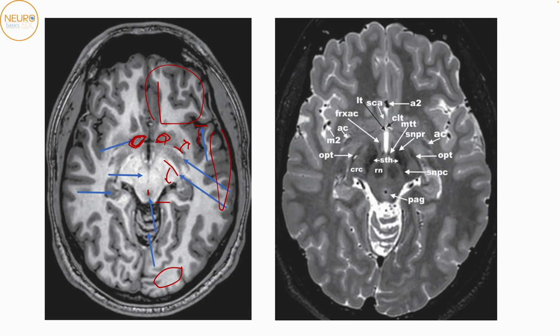Similarly, you can see on T2, this optic tract is hypointense and the anterior commissure is hypointense as well. On T2, you're able to make out more clearly the red nucleus, the crus cerebri, and the subthalamic nucleus over here.